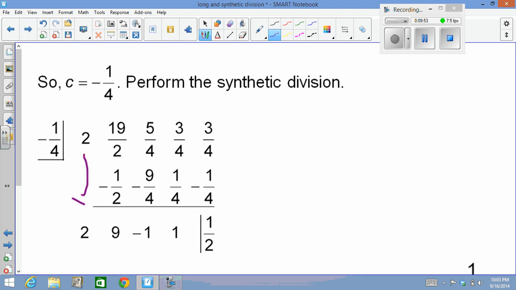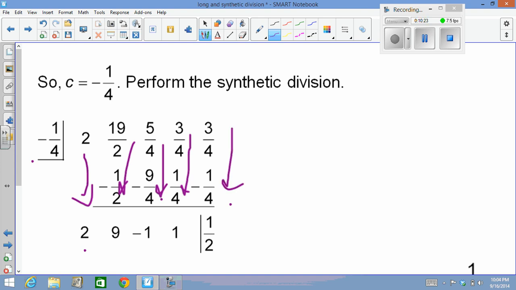So I'm going to bring the 2 down and then multiply this 2 times the number in the box. When I do that, I get -1/2, and then I add down and I get +9. Then I'm going to multiply that 9 times the -1/4, and that goes here, so that's -9/4. And I add down, which gives me -1. -1 times -1/4 gives me +1/4, and I add down, which is 1. And then 1 times -1/4 is -1/4, and I add down, and I get 1/2.